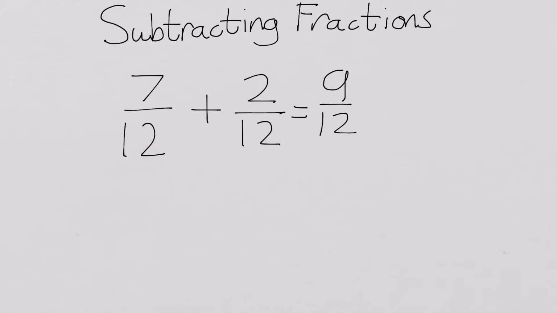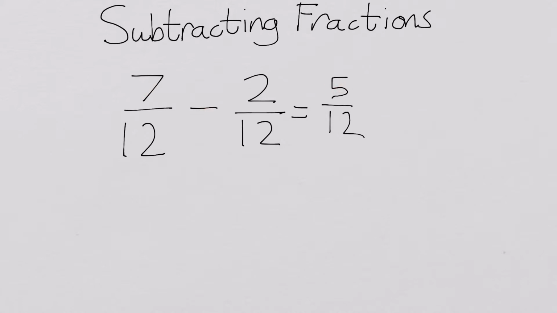Well, subtracting fractions is going to follow the same law. As long as we have a common denominator, we can subtract them. So what about, instead of adding them, we're going to subtract? Well, common denominator is here. 7/12 minus 2/12 gets us 5/12. Denominator stays the same, just like with addition, and we subtract our numerators. 7 minus 2 is 5.